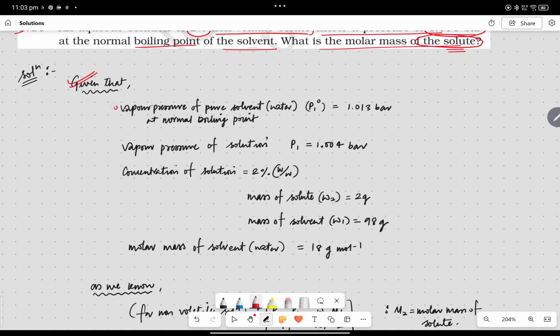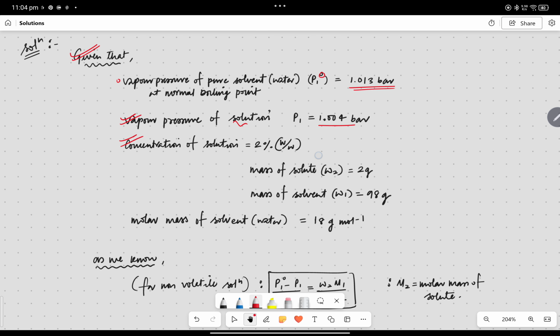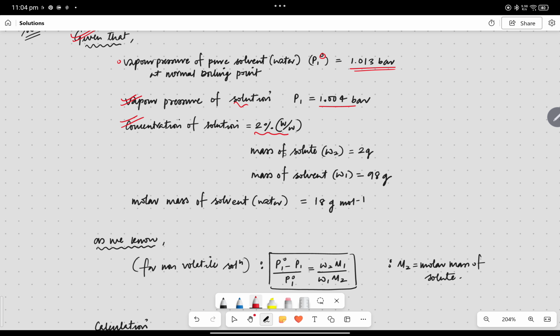That is, the vapor pressure of pure solvent water, P1 sat, you can write, or P1 dot, is 1.013 bar at the normal boiling point, and the vapor pressure of the solution is 1.004 bar, right? And the concentration of the solution is 2% weight by weight, right? Let's assume a 100 gram basis. So 2 gram is the non-volatile solute and the solvent is 98 gram, right?